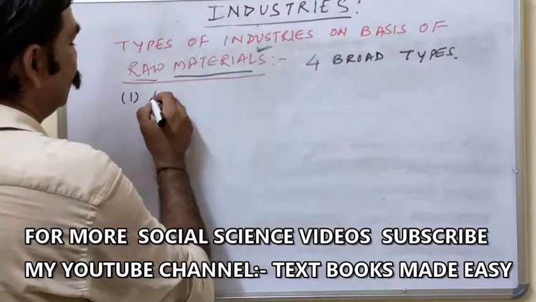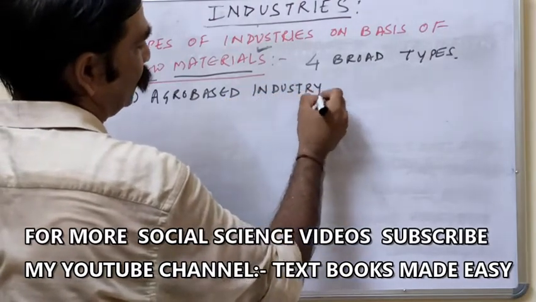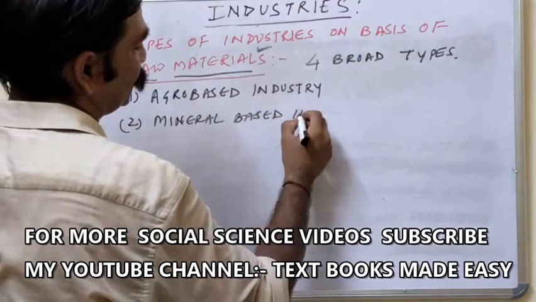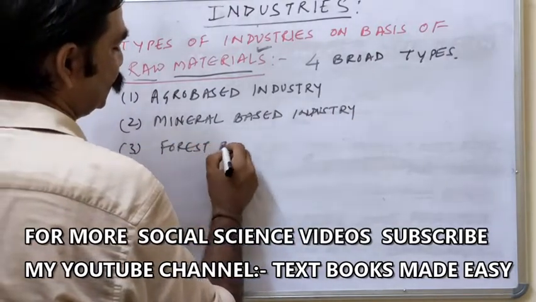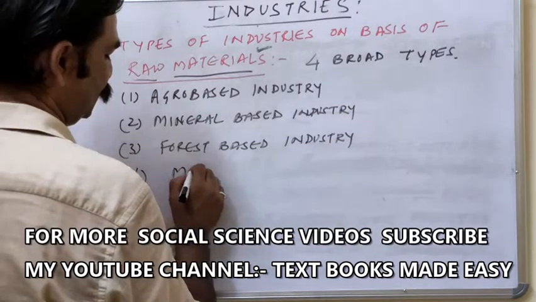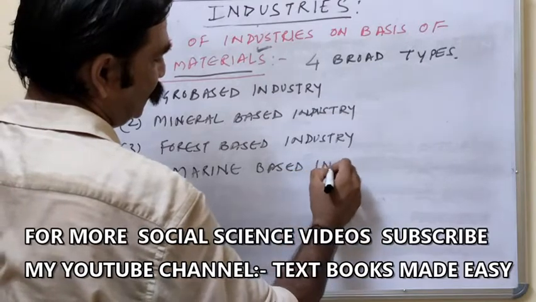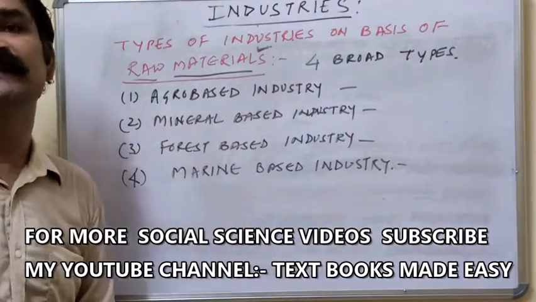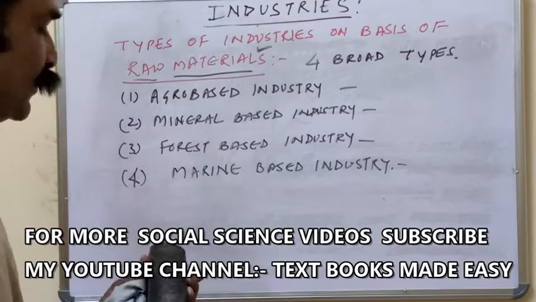The first type is agro based industry, the second type is mineral based, the third type is forest based, and the fourth type is marine based. So these are the 4 types of industries on the basis of the raw materials which are used in the industry. Now let us take these one by one.